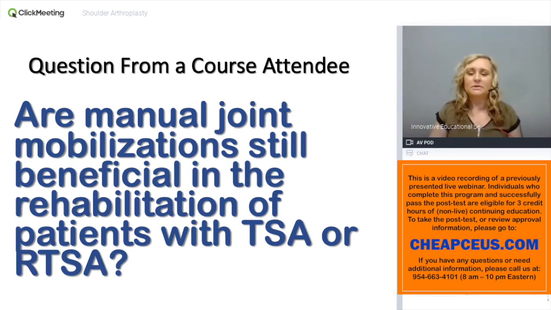Question is, are joint mobilizations beneficial in the rehab of patients with total shoulder or reverse shoulder arthroplasty? I'll be honest, that is not something that I looked at in the research or came up frequently. Just in its basic sense, it would probably be a conversation to have with the physician, because if the stability is obtained of an alignment from the prosthetic implant, we don't want to disrupt that, creating too much stress across those surfaces.